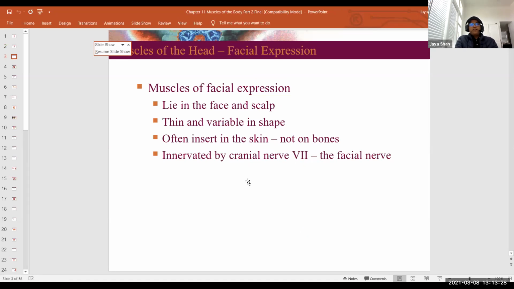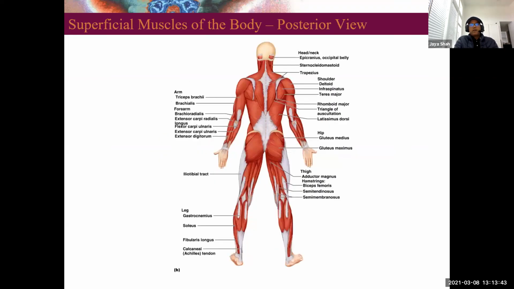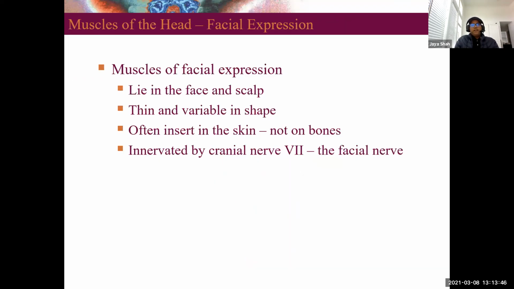Okay, so now muscles of facial expression. What are the muscles in the face which make your face express different features? They are lined in the face and scalp, and they are thin and variable in shape. Most skeletal muscles are inserted on the bones through tendons, but the muscles in the face are inserted in the skin. That's why they can produce very fine movement. And they all are innervated by the seventh cranial nerve.